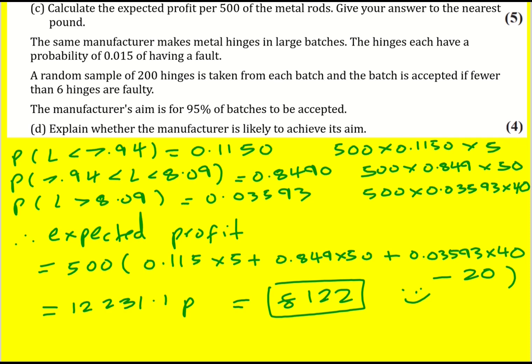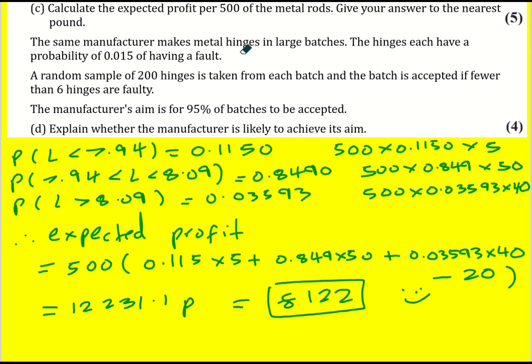The same manufacturer makes metal hinges in large batches. They each have a probability of 0.015 of having a fault. A random sample of 200 hinges is taken from each batch, and the batch is accepted if fewer than 6 hinges are faulty. The manufacturer is aiming for 95% of the batches to be accepted. Explain whether the manufacturer is likely to achieve its aim.